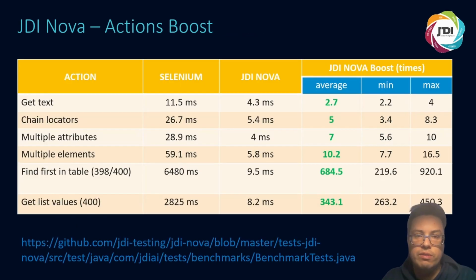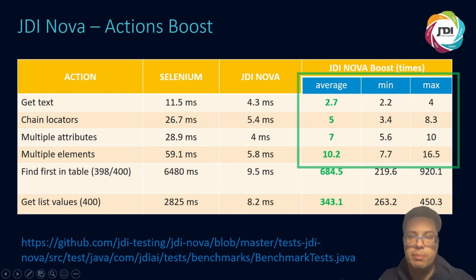I also would like to share with you a few other things related to JDI Nova speed. We developed a list of benchmark tests for simple actions like get text from the page, find the element using a list of locators, get a list of attributes from one element, or even get a list of elements. And more complex tests like find the row in a table that has 400 rows or get the column values from the same table. You can check the benchmark tests and their results using the link below.